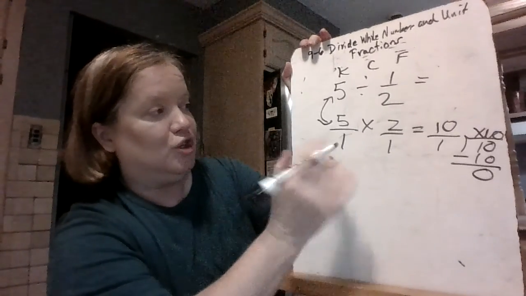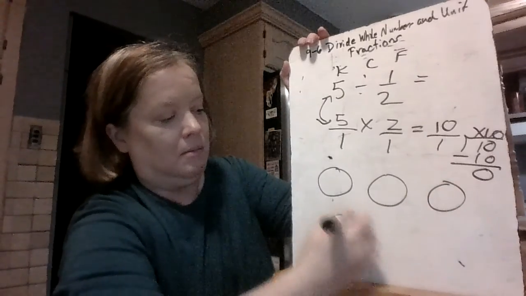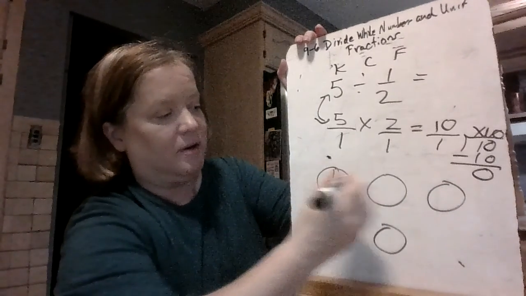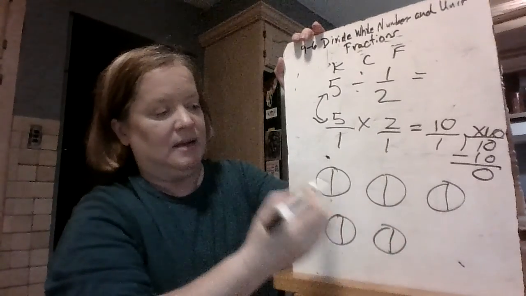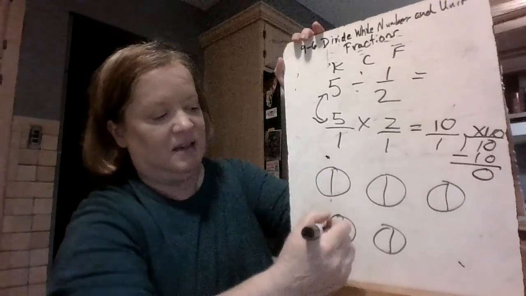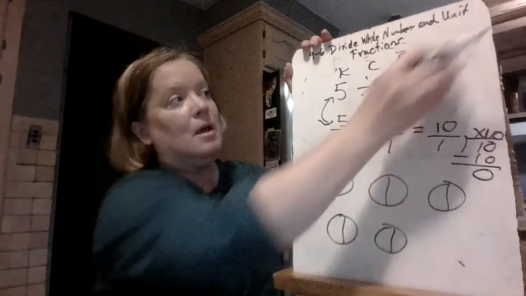And if I wanted to do, let's say, pizzas, 5 pizzas, but I'm cutting them into halves or 2 parts, I should end up with 10 pieces altogether, or 10 slices. 1, 2, 3, 4, 5, 6, 7, 8, 9, 10. So my model matches my algorithm.